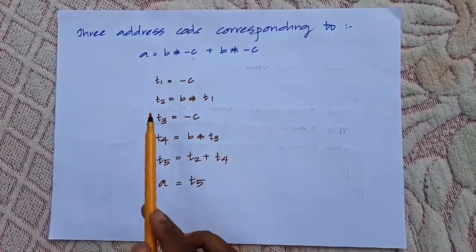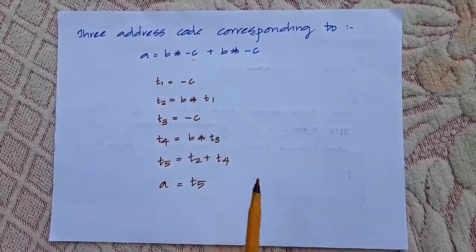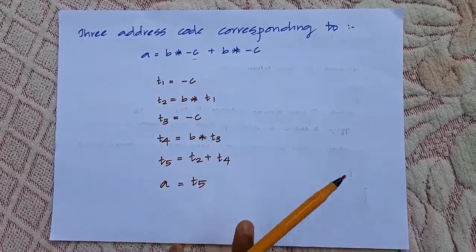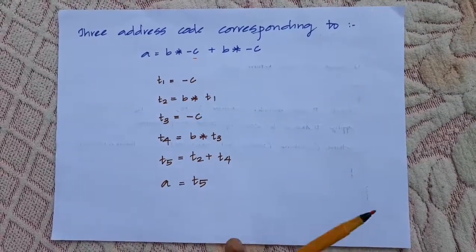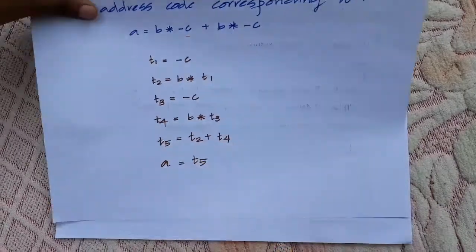That is the three address code corresponding to this expression, and you should keep in mind that there must be at most three addresses in the case of three address code. And that's all for that expression.